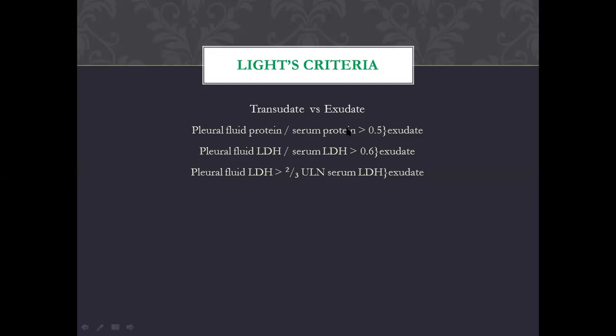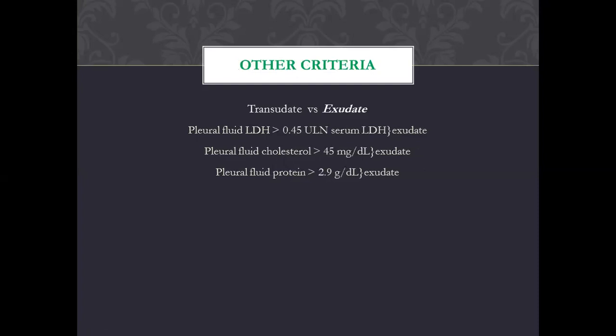And if the pleural fluid protein to serum protein ratio is less than 0.5, then it will be a transudative type. Similarly, if the LDH ratio is less than 0.6, it's called transudative. And if the pleural fluid LDH is less than two-thirds of the upper limit of the serum LDH, then we will label it as a transudative type of pleural effusion. So this is called Light's criteria to differentiate between transudative and exudative pleural effusion.